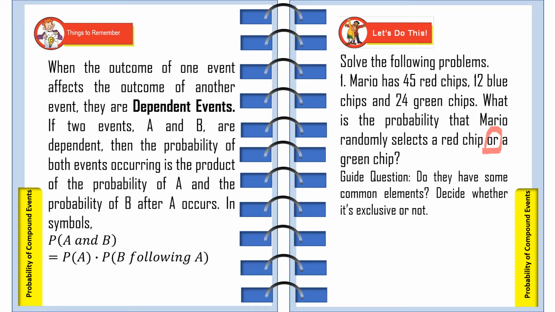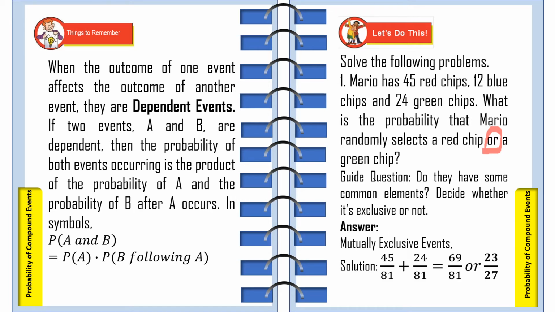So, titingnan natin. Dito sa problem, ang tinatanong ay sa pagpili ng red chips or green chips. So, do they have some common elements? Okay, so our answer is no, wala. Therefore, ang sagot natin dito is mutually exclusive events. Ibig sabihin, they did not share the same element. So, walang common. Wala naman kasi dyang chips na red and green ang kulay. So, ang colors niya, tatlo lang: red, blue, and green. So, wala dyang binanggit sa problem natin dito na meron tayong chips na mix yung kulay. Okay? Kaya siya mutually exclusive events.